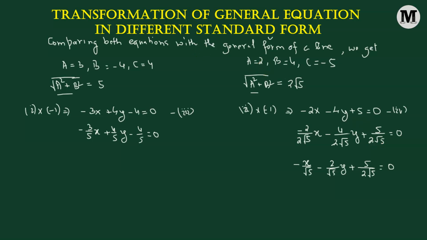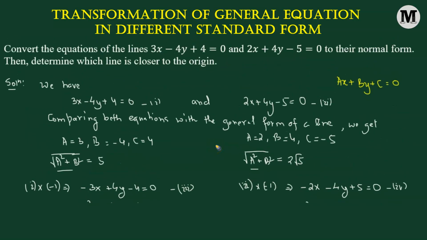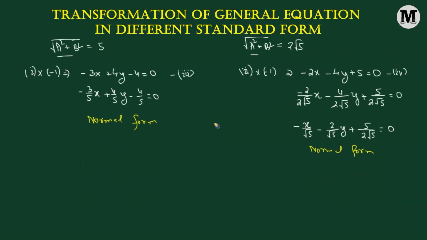So what we have done here is successfully converted the equations into the normal form. Both of these are the normal form of the equation of the line. Now, once we have the normal form, our next task is to determine the distance p. Normal form usually means x times cosine of alpha plus y times sine of alpha equals p. So this is actually the normal form.